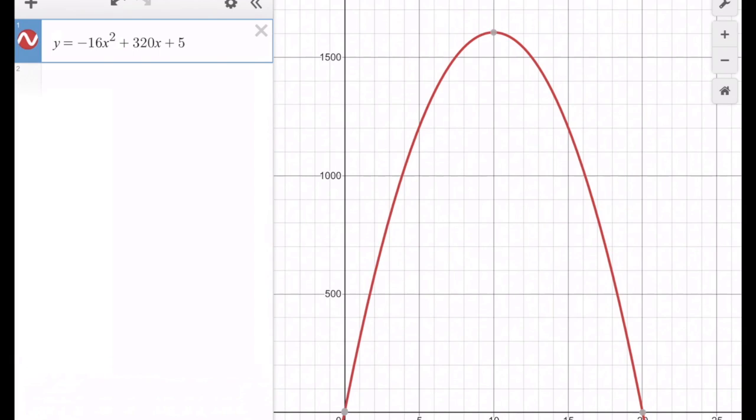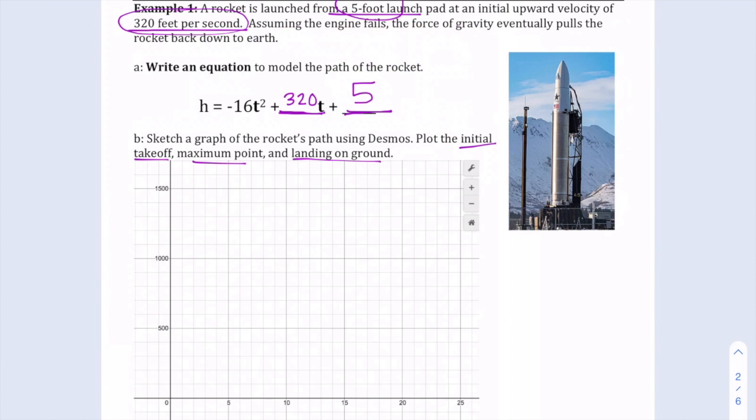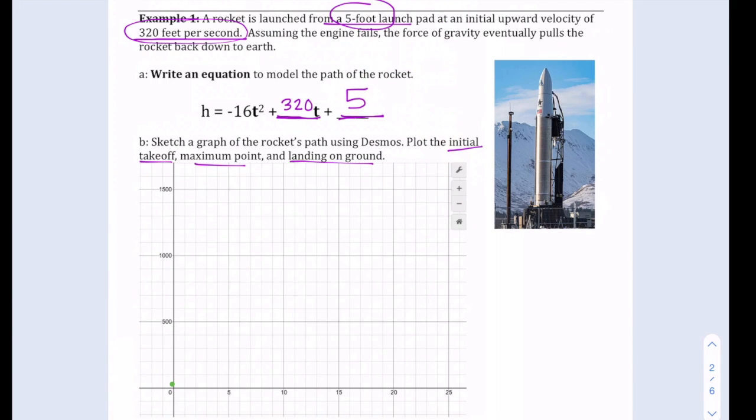I'm going to click my 3 important points, the takeoff at 5 feet, the maximum or the vertex at the top, and where it lands and hits the ground. So I'm going to plot these 3 points on my sketch. (0, 5) would be about here. (10, 1605), the vertex, would be about here, slightly above the 1600 line. And then where it lands, it was (20.016, 0), so that's right after 20.